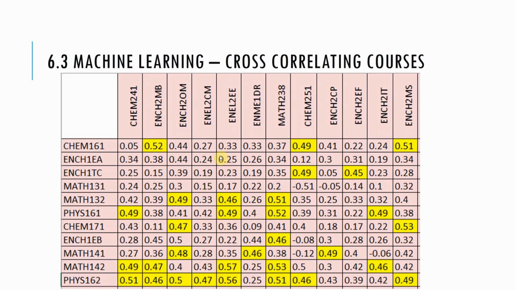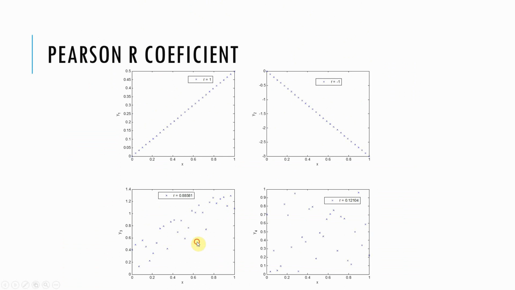If you have a result that has more scatter in it, but there is still some reasonable amount of correlation, you'll get an R value that's close to 1, but less than that. And if it's a complete scatter, then the R value goes close to 0. So that's the Pearson R coefficient.